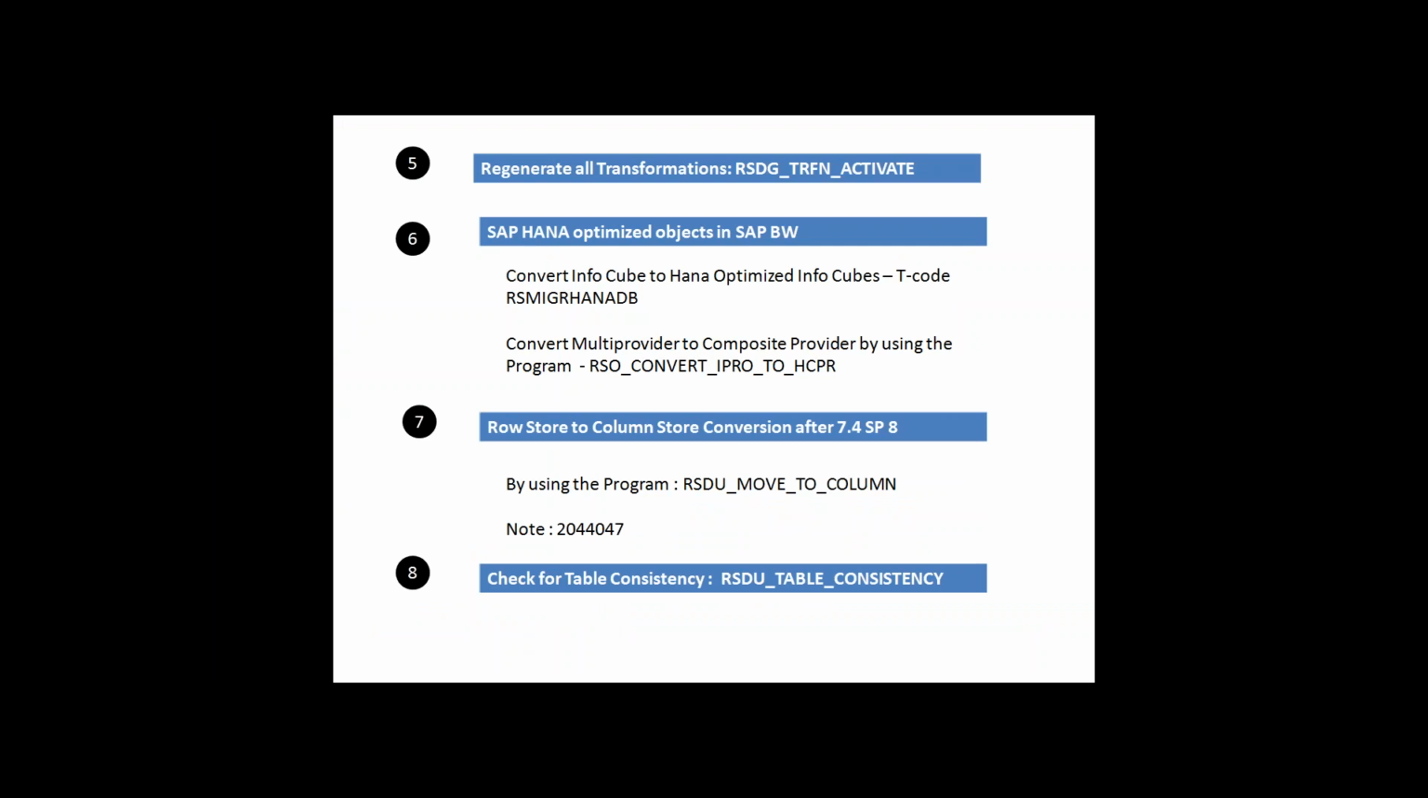Next, activate all your transformations. As the next step of post upgrade or migration activities, you activate all your transformations, using RSDG_TRFN_ACTIVATE. Now, why do we activate these transformations? Activate all the transformations in the system. Why do we do it? You remove the checkbox SAP HANA execution.